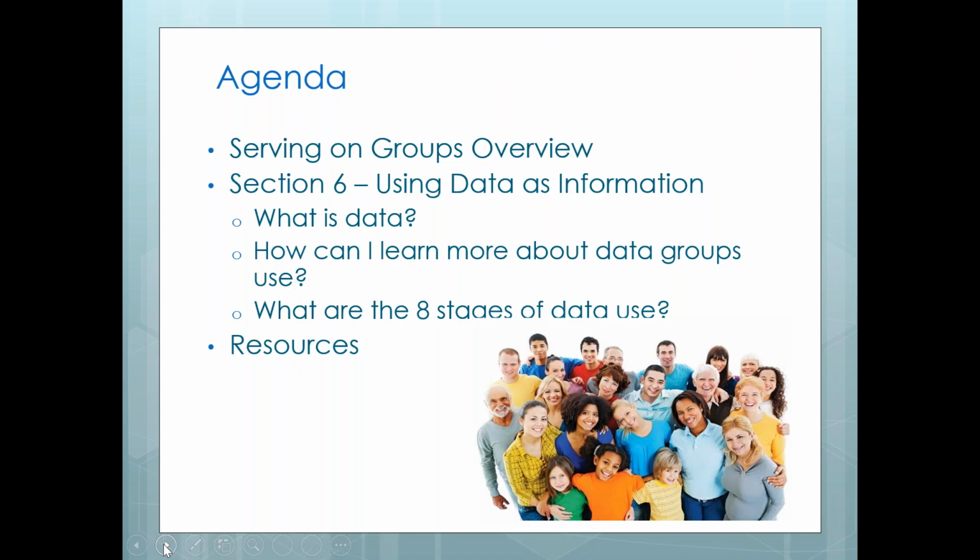So just to review today's agenda for the webinar, we're going to do a quick overview of the Serving on Groups Guidebook resource. Those of you that have been with me for the other webinars in the series already heard that, so I apologize in advance, but we want people to really know about it. So in case I missed anybody that's new today, you'll hear about it. There are 8 sections in the guidebook, and today we're going to cover section 6, using data as information. We're going to look at what is data, and then how to learn more about data that groups use in decision making.